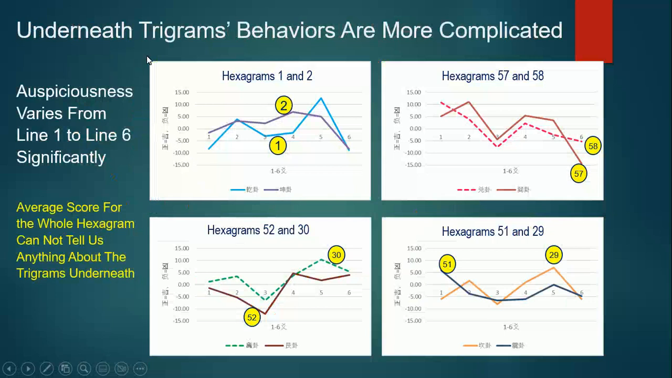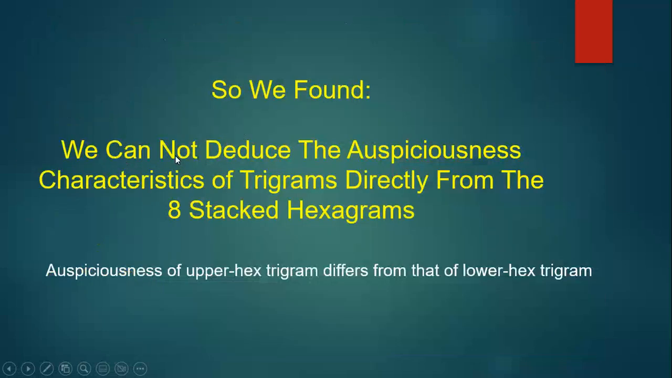But if we look underneath those stacked hexagrams, at individual lines' behaviors, then the story is more complicated, because the auspiciousness of each of the 6 lines varies significantly for all 8 of the stacked hexagrams. So the average score for the whole hexagram cannot tell us anything about the trigrams underneath. So we found out that we cannot deduce the auspiciousness characteristics of trigrams directly from the 8 stacked hexagrams, because the auspiciousness of the upper trigram differs from that of the lower trigram.